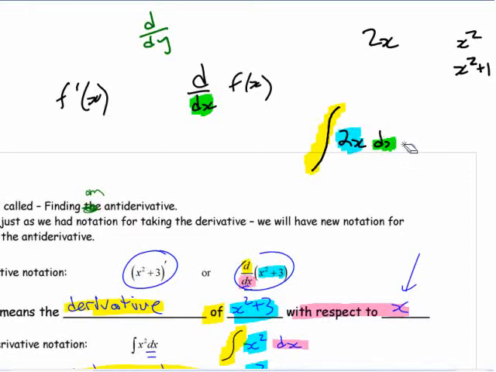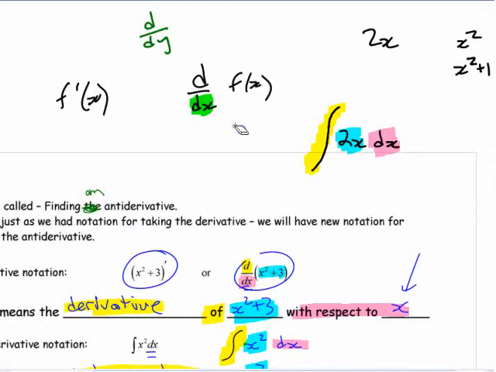I guess I should make it color coordinated with everything else. Okay, with respect to x. That's a C, thank you. With respect to x. Okay, with respect to x.